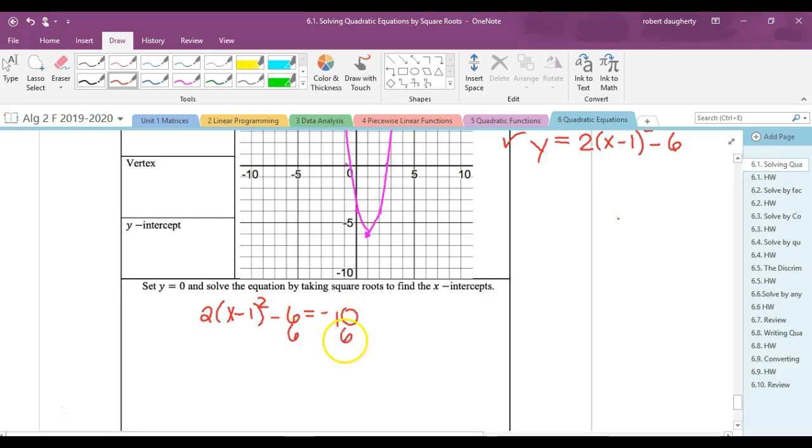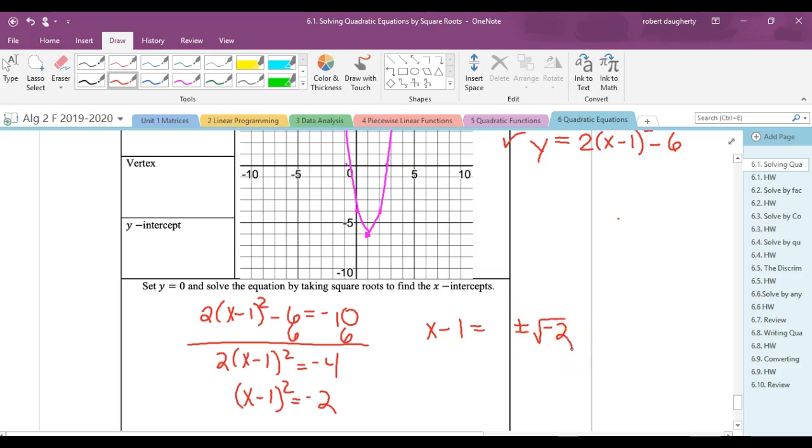I add 6 to both sides. So I get 2(x minus 1) squared equal negative 4. Now I do what? Divide by 2. (x minus 1) squared equal negative 2. Now I do what? Take the square root of both sides. So x is equal to 1 plus or minus the square root of negative 2. What's the square root of negative 2? Yeah, so this is x equal 1 plus or minus i square root of 2.